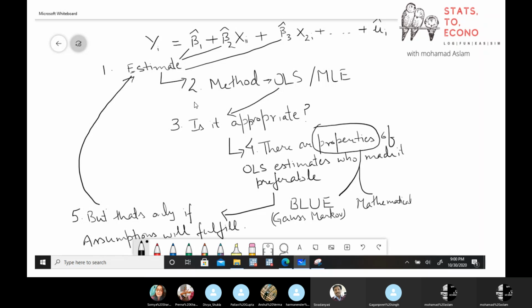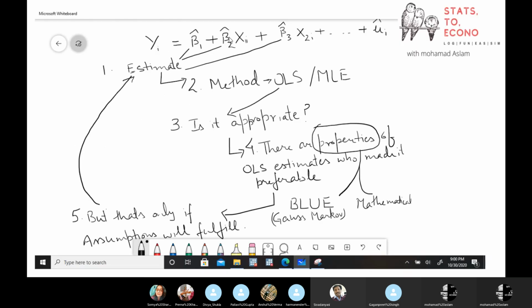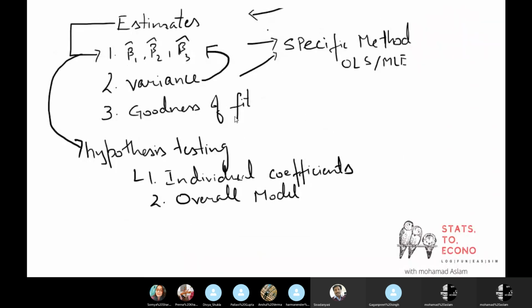But the estimates are not the only thing that we are going to derive. Two other things are also important, like the variance of these estimates. If the variance is high, then it's not appropriate to use these estimates. Then goodness of fit, meaning how well your overall model fits, or how much of the variation in the dependent variable is explained by the independent variables. So there are a few other things that we also need with this model.